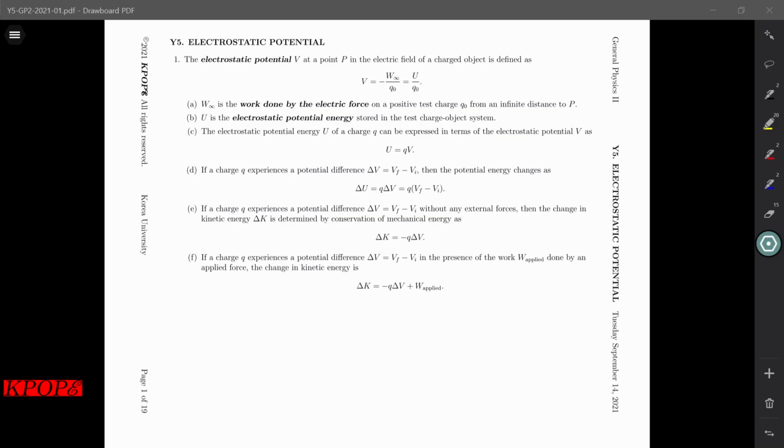In addition, if there is a symmetry in the charge distribution, it is very easy to compute the electric field by making use of Gauss' law. And today we study electrostatic potential.